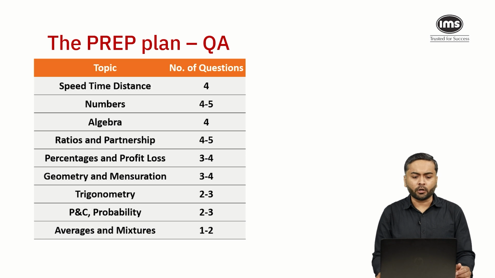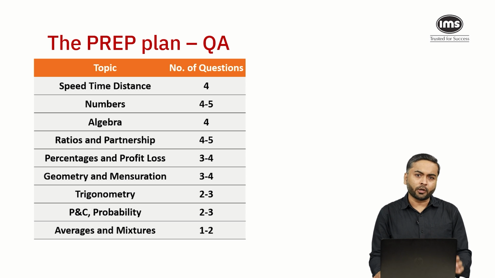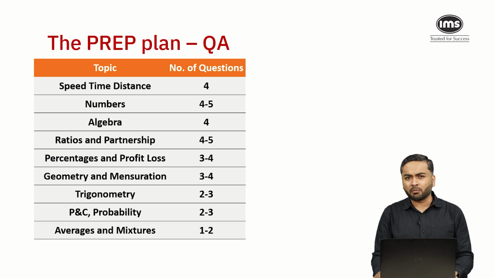If you look at quantitative ability, last year the breakup of the questions was something like this: speed, time, distance, numbers, algebra, ratio, proportion had around 4 to 5 questions each. Percentage, profit and loss, geometry, mensuration had around 3-4 questions, trigonometry around 2-3 questions, and PNC, probability around 2 odd questions. Averages and mixture, maybe 1 odd or 2 questions. This was the breakup last year, in 2022. In 2021, it was more or less the same, plus or minus 1 here and there in every topic. There was one question on time and work also in 2021. But more or less you can say it was around this line.